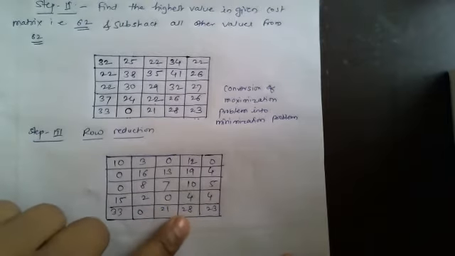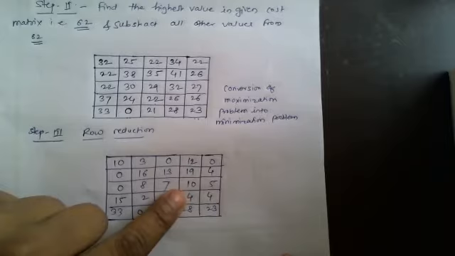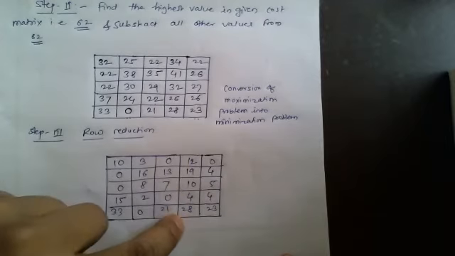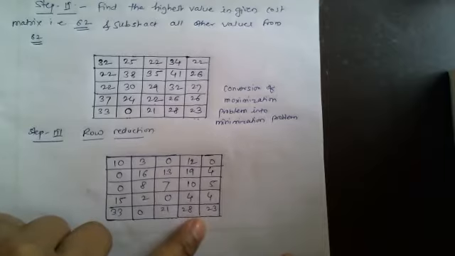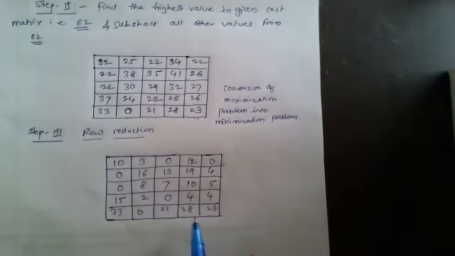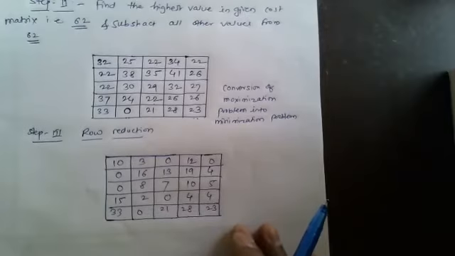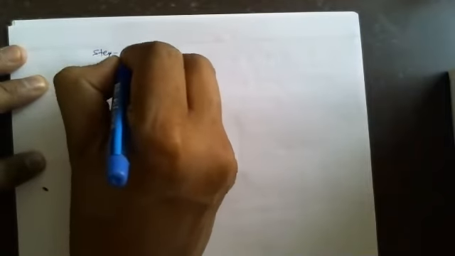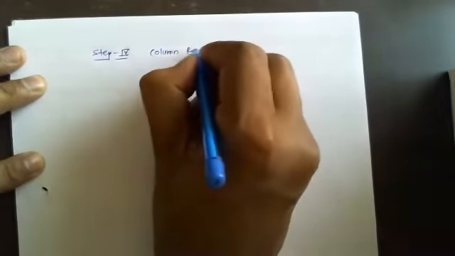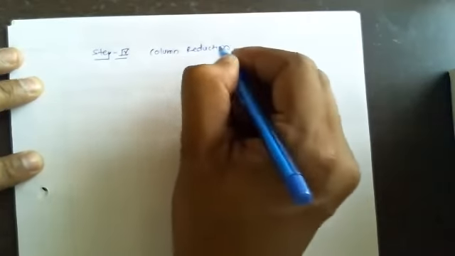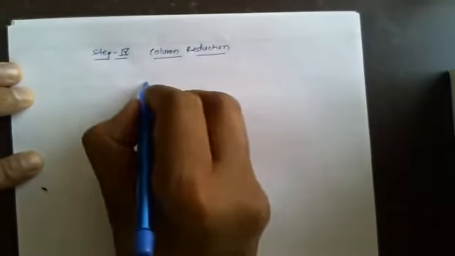But in this column the minimum value is 4. So we have to subtract this 4 from all other values of that column. And in this last column again 0 is the minimum, so this column remains as it is. So we just have to make changes in column number 4. So I will write step number 4, that is column reduction. I will draw the matrix.